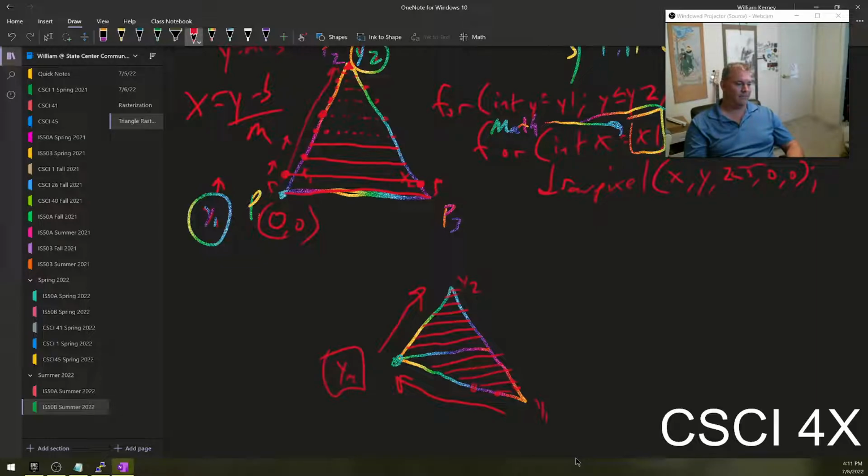Would it be cache inefficient? Yeah, that's why it's usually easier to just split the triangles. So you just say, all right, here's one triangle, you rasterize it. Here's the other triangle, you rasterize it. Then you don't need if statements within the code.